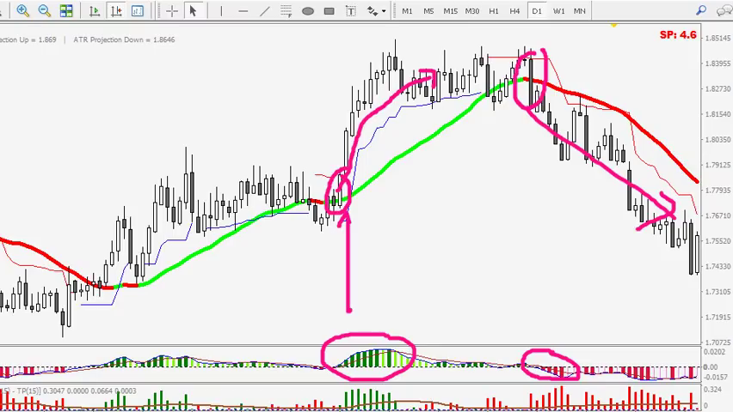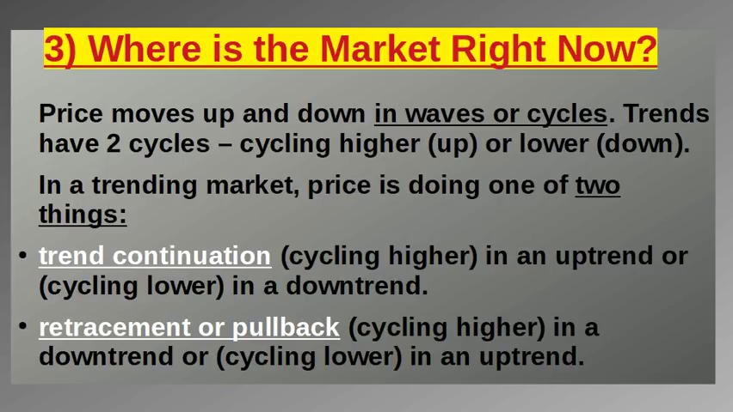And let's take a look at question number 3, which is super important. Before taking a trade entry, here's the third consideration: where is the market right now? Now, in my previous videos, I did talk about waves and cycles, and I'll post some of those previous videos underneath this one. I would like you to go back, if you haven't done so, and take a look at some of my previous videos.